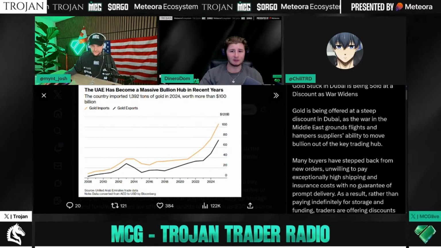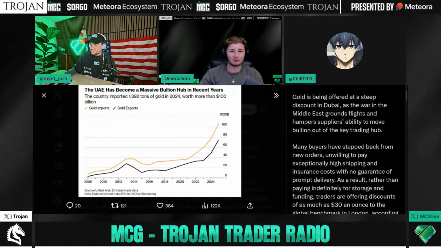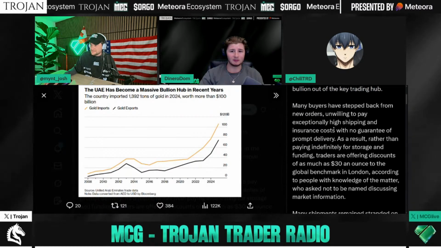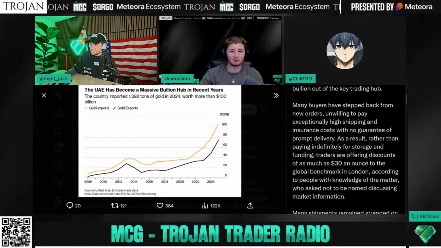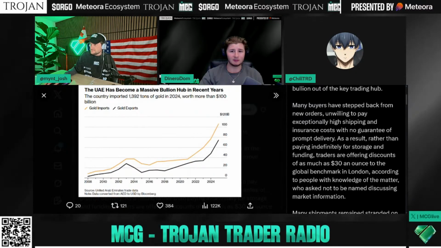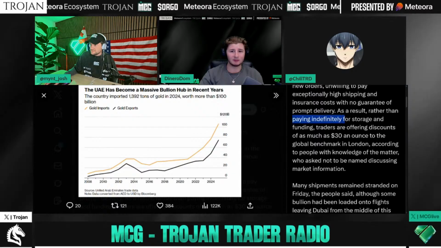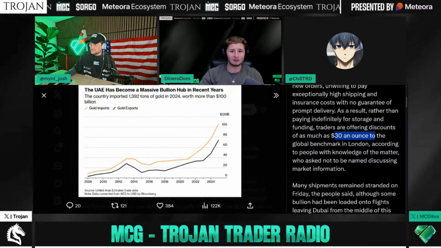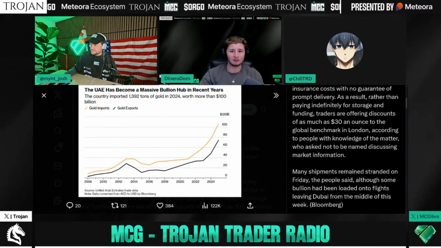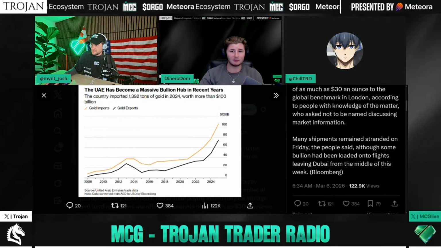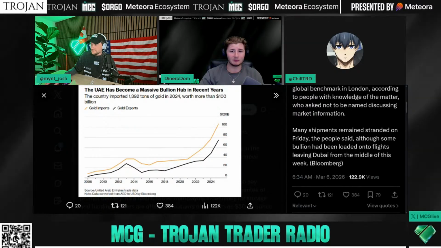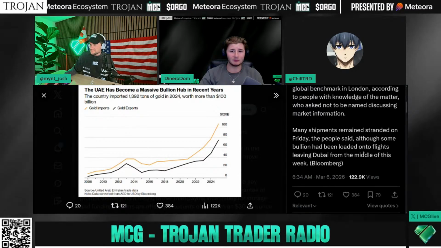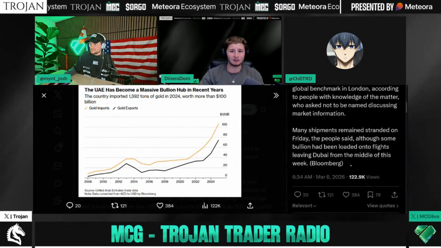Gold is being offered at a steep discount in Dubai as the war in the Middle East grounds flights and hampers suppliers' ability to move bullion out of the key trading hub. Many buyers have stepped back from new orders, unwilling to pay exceptionally high shipping and insurance costs with no guarantee of prompt delivery. As a result, rather than paying indefinitely for storage and funding, traders are offering discounts of as much as $30 an ounce to the global benchmark in London, according to people with knowledge of the market who asked not to be named discussing market information. Many shipments remain stranded on Friday, the people said, although some bullion had been loaded onto flights leaving Dubai from the middle of this week. This is per Bloomberg.